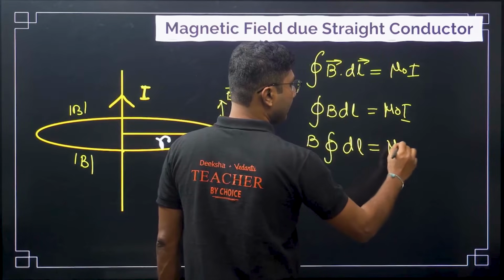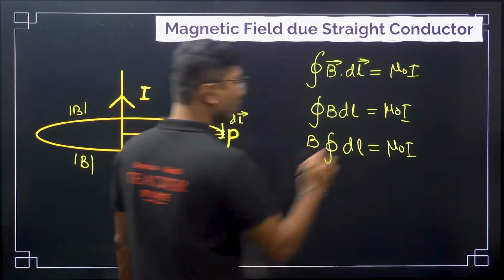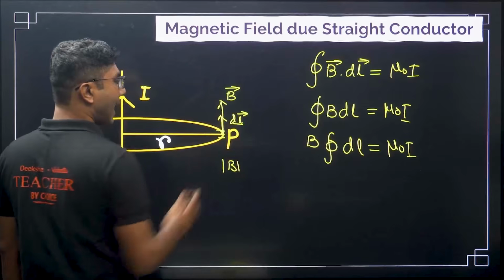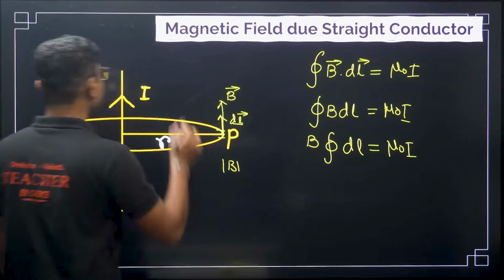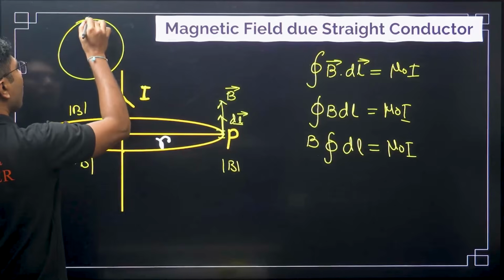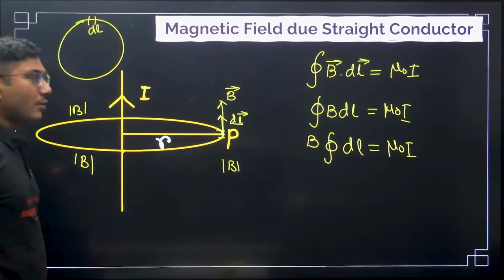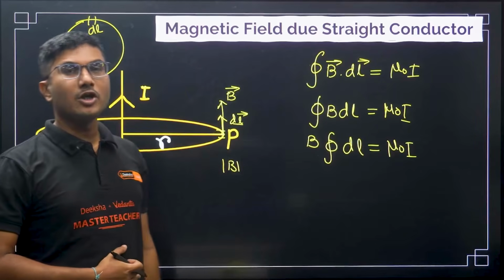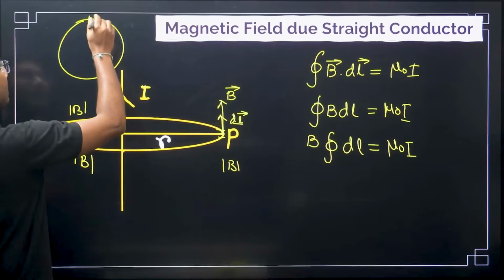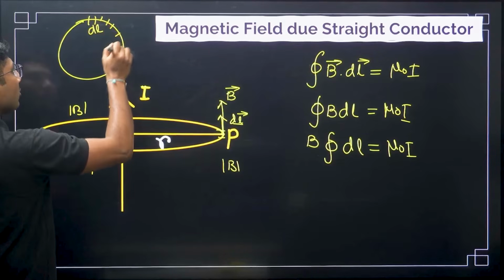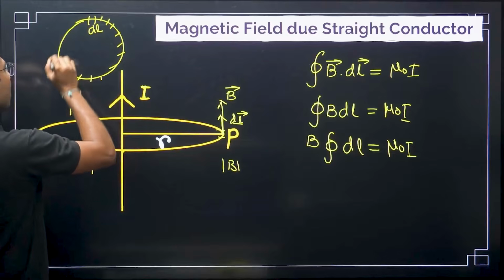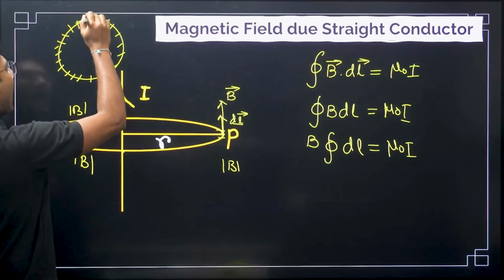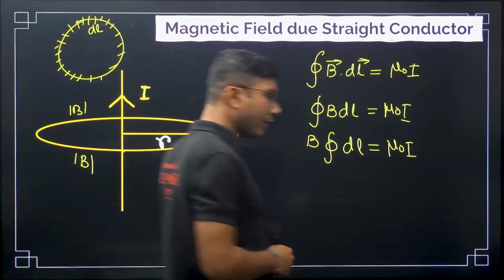Now what is this closed integral dl? What is the meaning of integration dl? Integration dl means we have one small portion of this circle, and we are saying this is dl. This sign represents closed integral. What is the meaning of closed integral? Closed integral means you take all small dls, and integration means basically addition. I already told you integration means addition, and your starting point and your ending point should be the same.